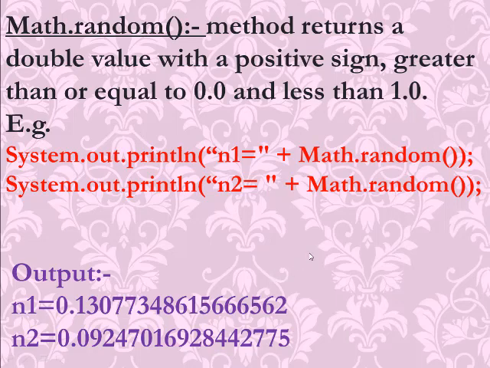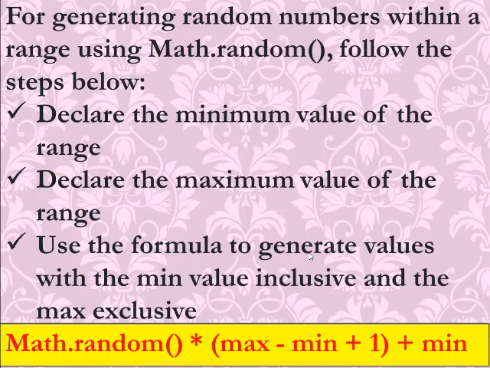But using this function you can generate random numbers between a given range also. And for that what you have to do is first declare the minimum value of the range, then declare the maximum value of the range. So for example, if you want to display a number between 25 and 30, the minimum will be 25 and maximum will be 30.